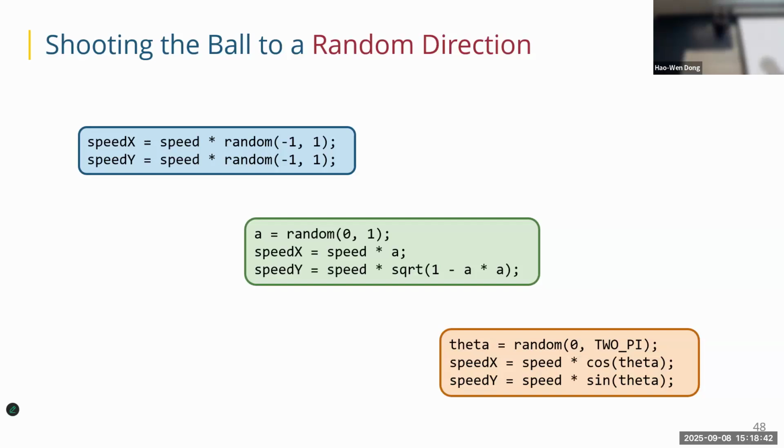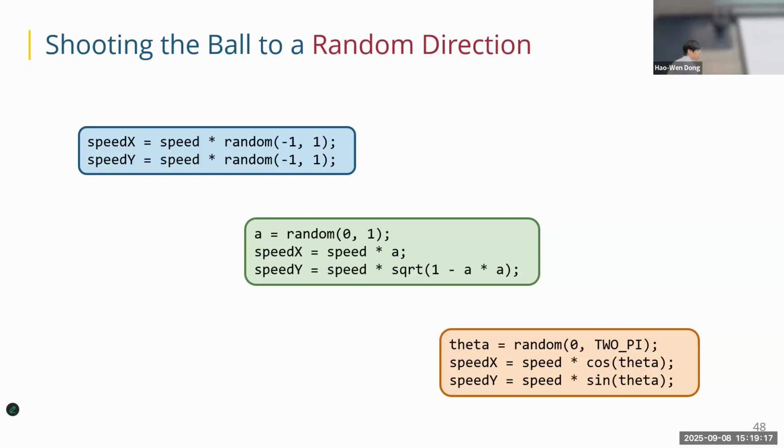So the last one is that we just get a theta, and we just apply cosine and sine of theta to that. So you go from 0 to 2 pi, and you randomly get a number within this theta. Then you use that setup to do speed times cosine theta, speed times sine theta. Then you will get the direction.